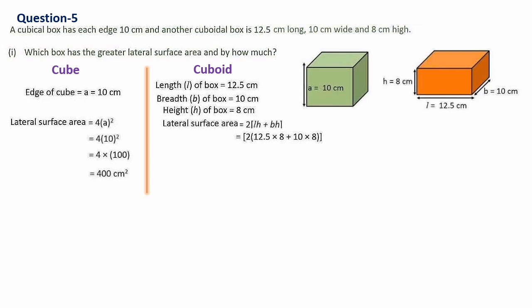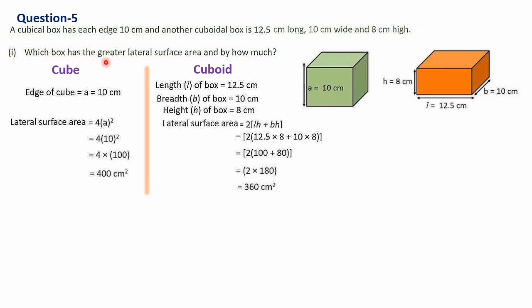Another formula also is there, that is 2H into L plus B. That also can be used. It's not a problem. Which one is convenient for you, that one you can use. Here 2 into LH plus BH I have used. 2H into L plus B also is a formula, means H we are taking outside and doing the calculation. So that is equal to 2 into 12.5 into 8 is 100 plus 10 into 8 is 80. That is 2 into 180, that is equal to 360 centimeter square.